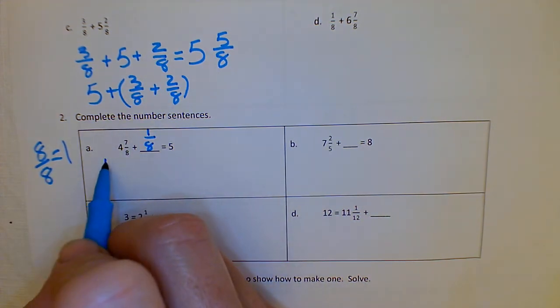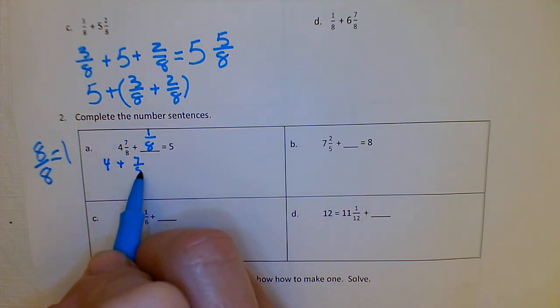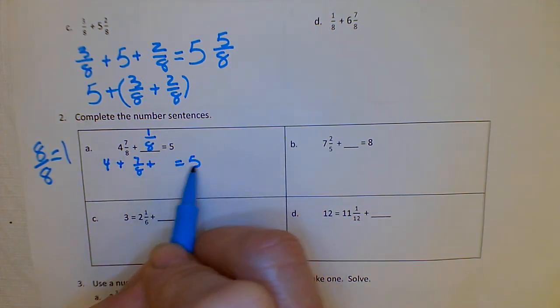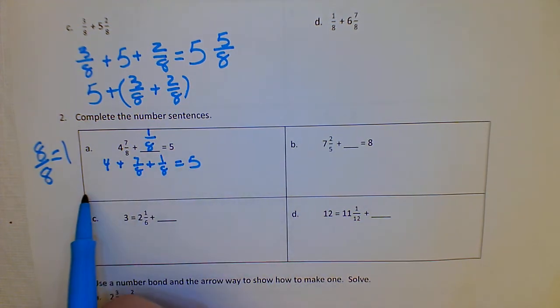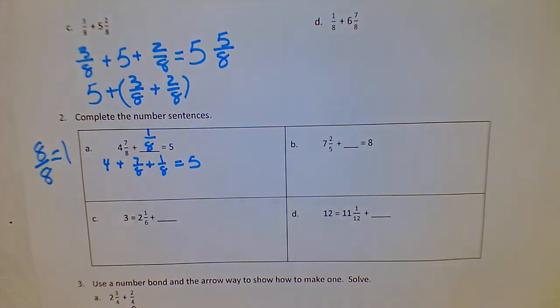Again, you could have pulled it apart. 4 plus 7/8 plus something is equal to 5. And that might make it easier for you to see that you needed 1/8. Or you could have even done a number line. And I'm going to do that really quickly.